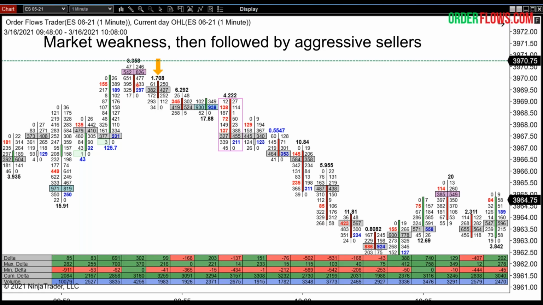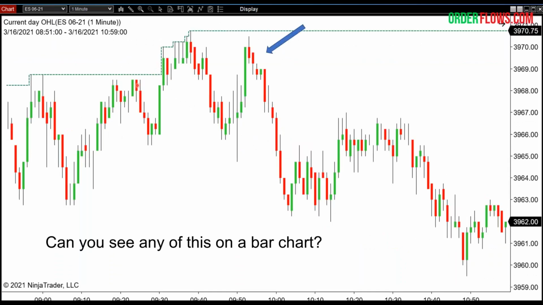And what's the next step? Well, if you remove those buyers, the move up isn't going to be very strong. The market's just going to naturally go down on its own. So that's important as a trader to understand where those levels are. And again, if you're just looking at a normal bar chart, you can't see that this move has weakened. You can't see the resistance up here in the point of control. You can't see the aggressive sellers coming in there. You're just left guessing.